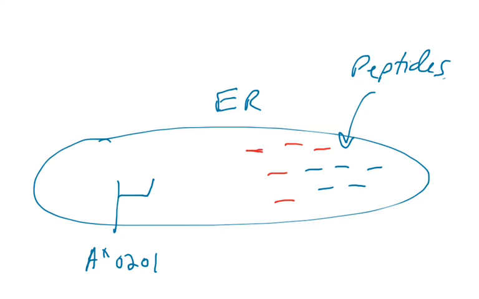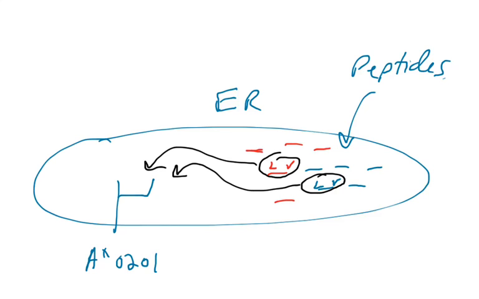So in this instance, will every peptide get loaded onto A0201? Absolutely not. Only those peptides that match the peptide binding motif will get loaded onto this isoform. So if out of all those peptides in the ER, some of them have leucine at position 2 and valine at position 9, those peptides will get loaded onto this isoform.